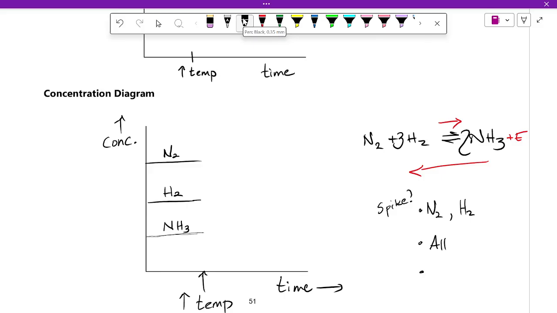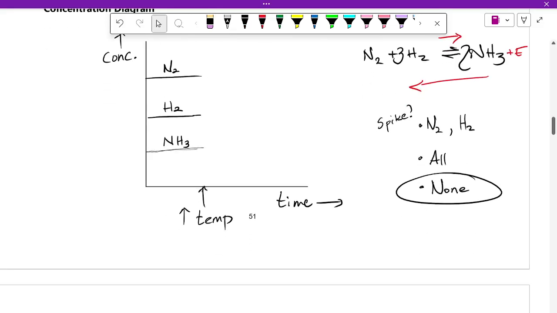So the concentration of which one will spike? None of them. Because we've not done anything to the concentrations. We've not added any particles. We've not shrunk the volume. And remember, concentration is number of particles over the volume. We did not change the number of particles. We did not change the volume. So there's no immediate change to concentrations. So we just leave it like that. So there is no spike in any of the concentrations.